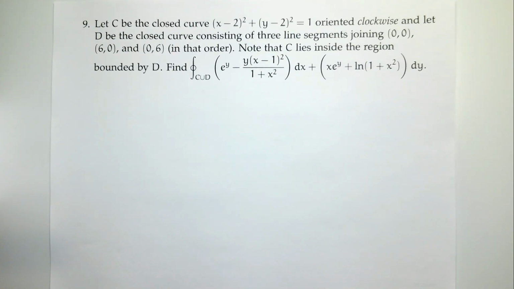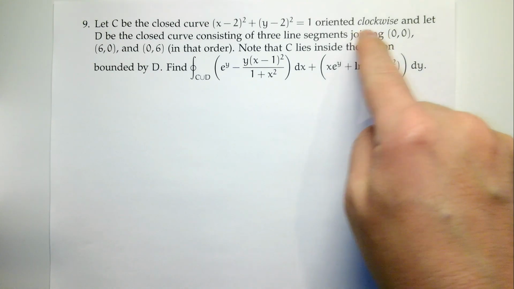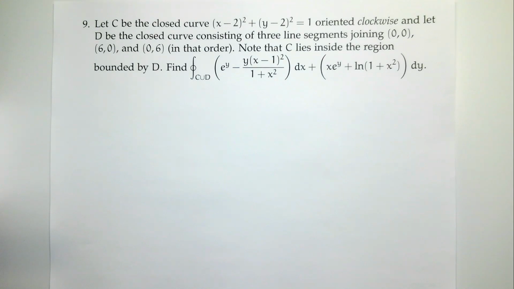Okay, so let C be the closed curve (x minus 2) squared plus (y minus 2) squared equals 1, oriented clockwise. Ooh, they even made it italicized, very fancy. And let D be the closed curve consisting of 3 line segments. All right, let's sketch this part here.